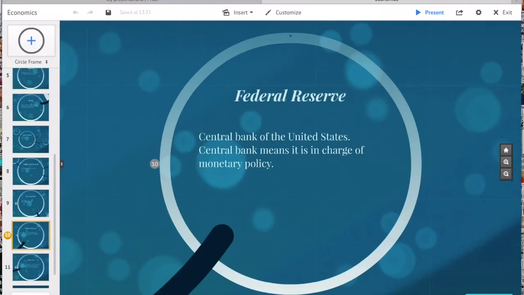Its duties have expanded over the years and as of 2009 also include supervising and regulating banks, maintaining the stability of the financial system, and providing financial services to depository institutions, the U.S. government, and foreign official institutions.